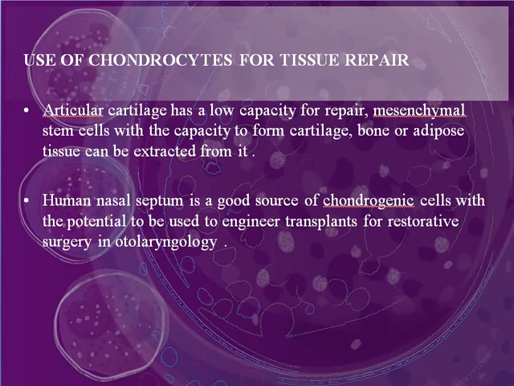So other uses of stem cells: use of chondrocytes for tissue repair. The articular cartilage has a low capacity for repair. So the mesenchymal stem cells with the capacity to form cartilage, bone and adipose tissue can be extracted from it. Human nasal septum is a good source for chondrogenic cells with potential to use to engineer transplant for the restorative surgery of the otolaryngology. So nasal septum can also be used as a good source for the chondrogenic cells.